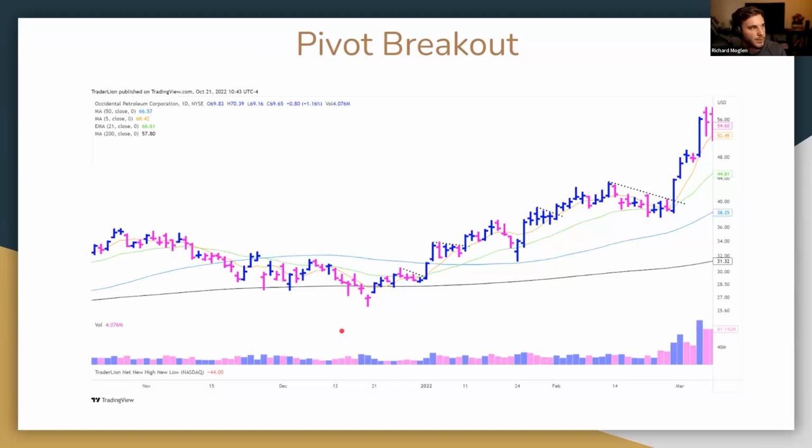In fact, here's an example. So this is Oxy from earlier this year. We've got a base that's forming. You can see it pulled back into the 200-day moving average. That's this black line here. The blue line is the 50-day. The green line is the 21 EMA, and the orange line, you can ignore it. It's just a very quick 5-day simple moving average. But we're pulling back into the 200 SMA.